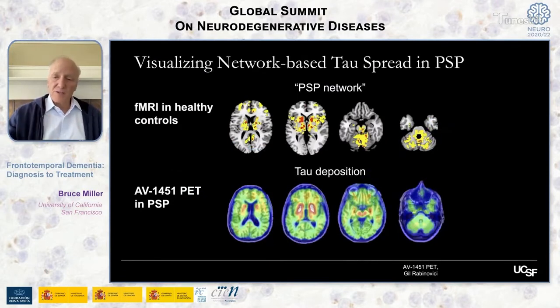This is another way of showing this. This shows the PSP network that is disconnected due to tau deposition. And I think the specificity of these changes is remarkable. And I think the therapies will have to be very specific.